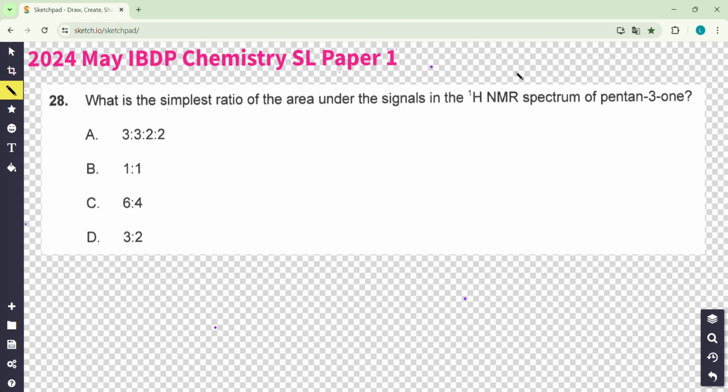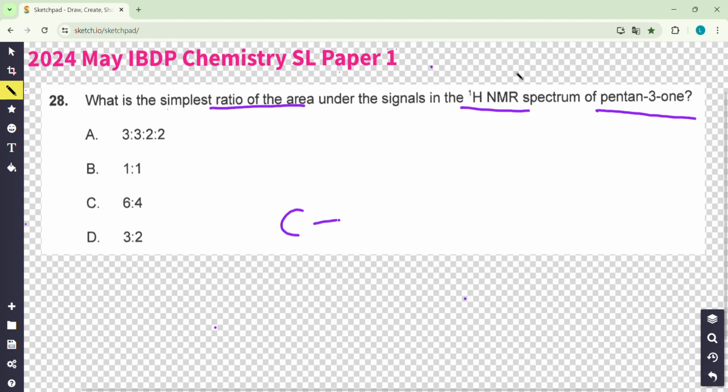Hello, question 28 is about the ratio of area in 1H NMR. So you remember it's about the structure, about the number of hydrogen environments and the number of hydrogens in each environment. Pentan-3-one. So it's a ketone. So draw it out first.